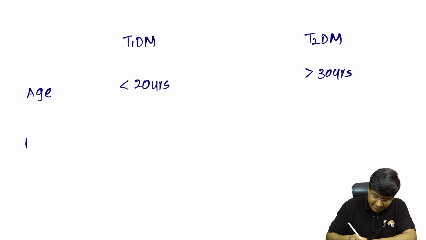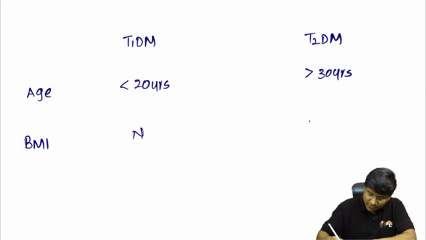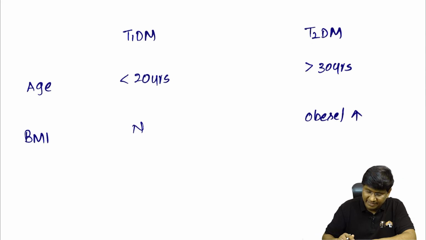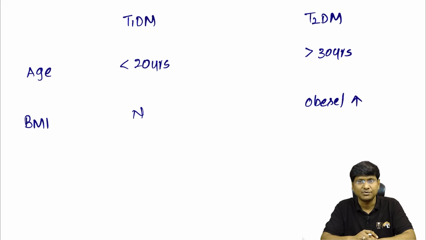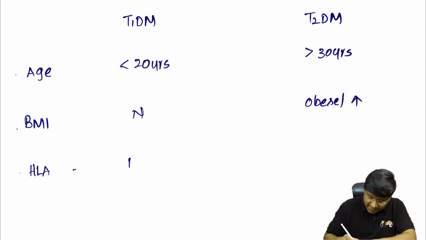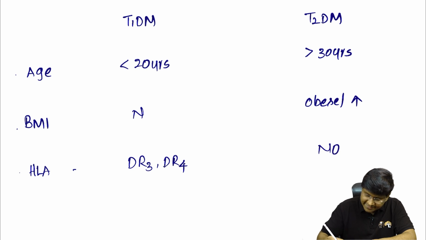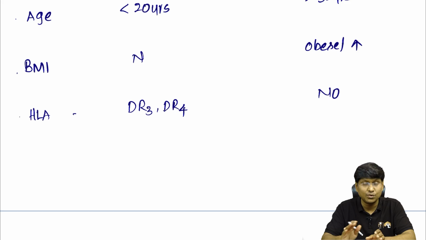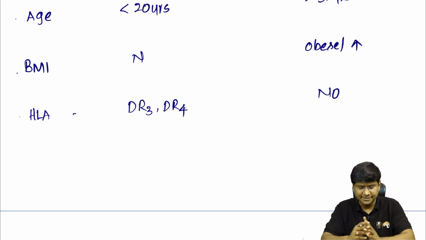And if you take the BMI of these individuals, in type 1 diabetes mellitus they have a normal BMI, whereas in type 2 diabetes mellitus these individuals are obese, with an increased BMI. The next important point is the HLA association. In type 1, you have HLA-DR3 and HLA-DR4 association. But in type 2 diabetes mellitus, there is no HLA association, right?